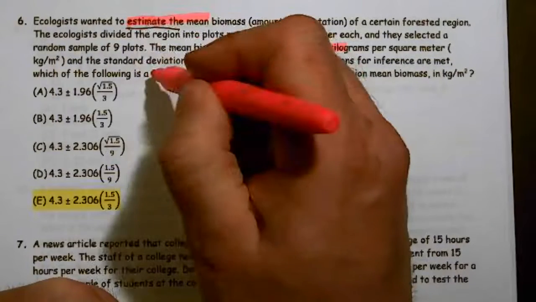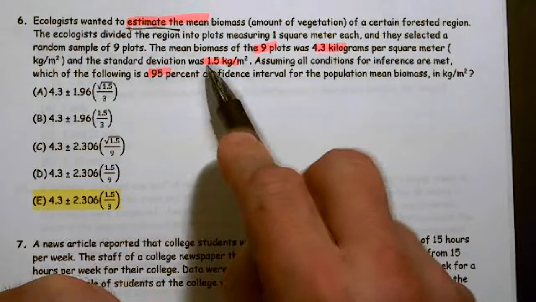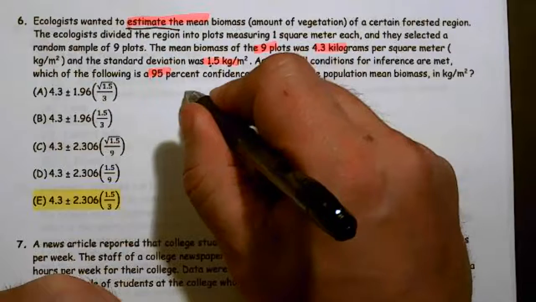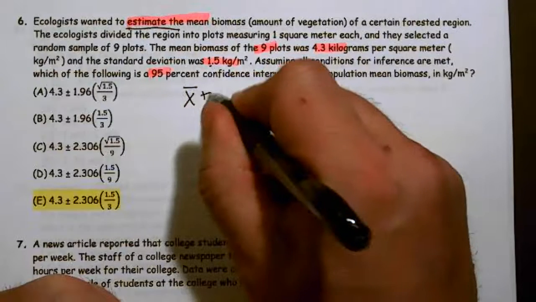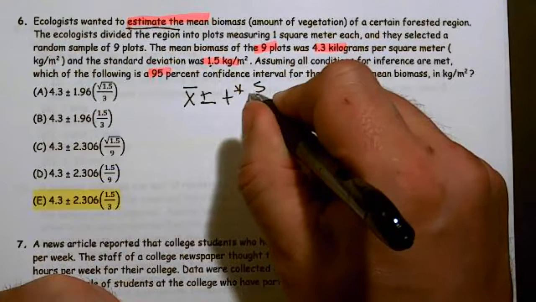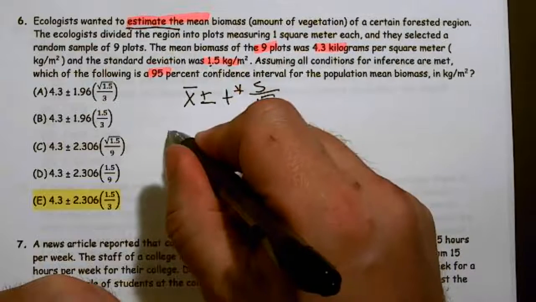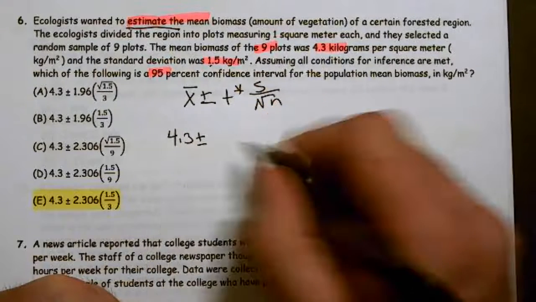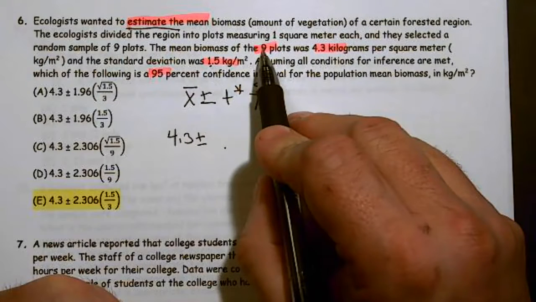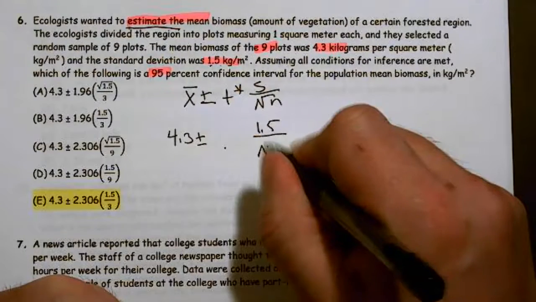All right, so here's the deal. First off, that 1.5 standard deviation came from the sample. So because this is a sample, this is a t. So our formula for a confidence interval for a t would be x bar plus or minus t star s divided by square root of n. So I'm going to start plugging in. We have 4.3 plus or minus, we'll come back to t star in just a moment, our standard deviation 1.5 divided by the square root of 9.